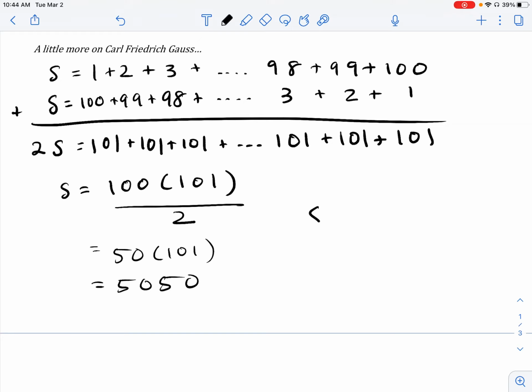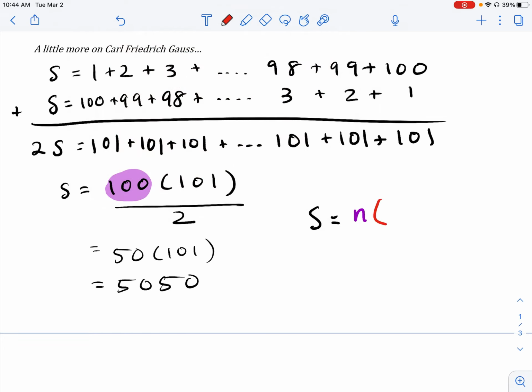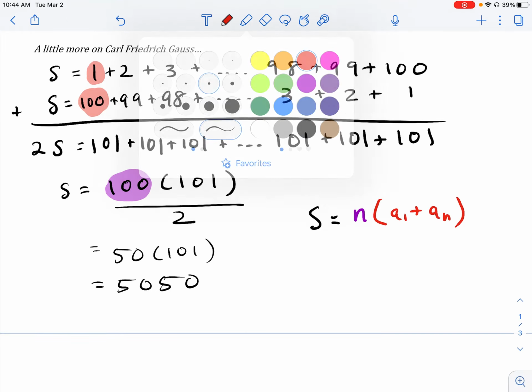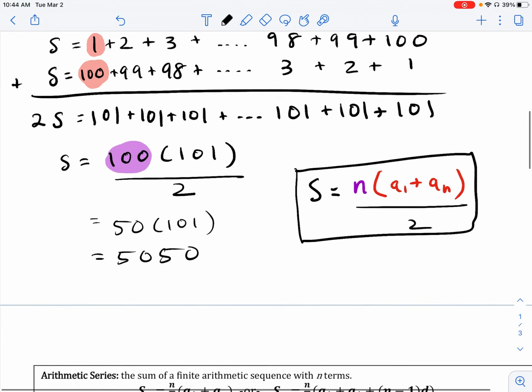Because what we're effectively saying here is the following. Define the sum of an arithmetic series or an arithmetic sequence. You take the number of terms that you are adding, and you're going to multiply it by the sum of the first term plus the nth term in that series, and we're dividing all of that by 2. And this is the sum of a finite arithmetic sequence. This is exactly what we have here in our notes.